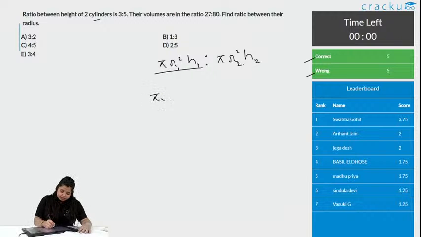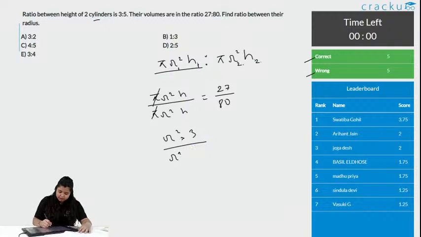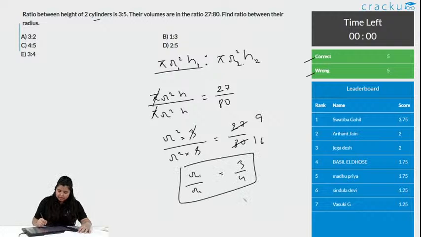It is saying pi r square h divided by pi r square h is equals to 27 by 80, where we know the ratio of h, that is first pi and pi cancel as they are the same value, h is 3, and for the second one it is 5, which is equals to 27 by 80. 9 ja, this is 16 ja. So R1 by R2 is equals to 3:4. This is the answer. The ratio is 3:4. Yes, Aryanth, it's correct. Option E is the correct answer.